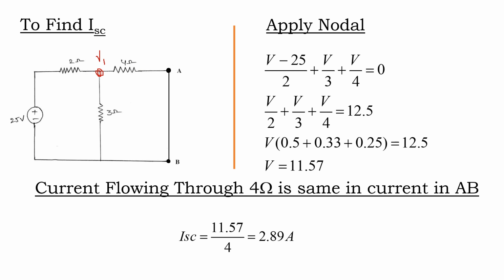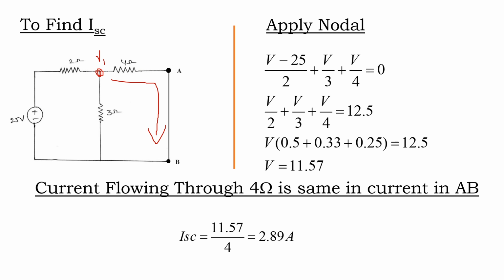The current in the 3 ohm and 4 ohm look the same, right. So, it is 11.57 only, divided by 4. So, we will get the current in that particular branch, this branch. It will be 2.89 amps. This is called the short circuit current, that is called Norton current. Norton is represented as a short circuit current, Thevenin is represented as open circuit voltage.